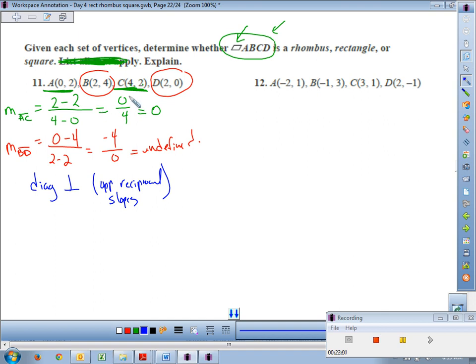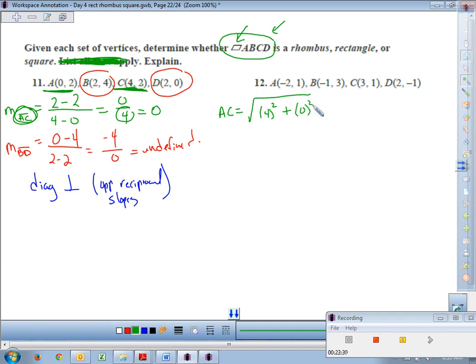Check it out. Didn't we just find the difference of the y's right here, y2 minus y1, and the difference of the x's right here? So we have all the work done for our distance formula, basically. We need to find the distance from A to C. Well, remember, that's why we label stuff. Here's all my information from A to C. It's going to be the square root of the difference of the x's, which is 4, and it's got to get squared, plus the difference of the y's, which is 0 squared.